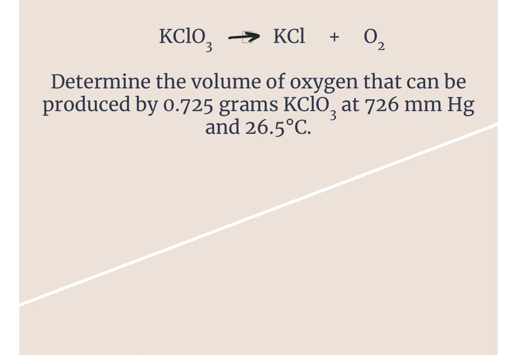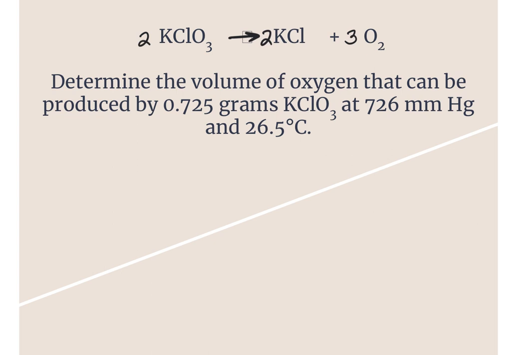Last one we'll do together. This is another one where we have to balance it to start. So to balance this, we'd have a 2 here, 2 here, and a 3 here. And now in this case, we're being asked to determine the volume that can be produced by 0.725 grams of KClO3 at 726 millimeters of mercury and 26.5 degrees Celsius.